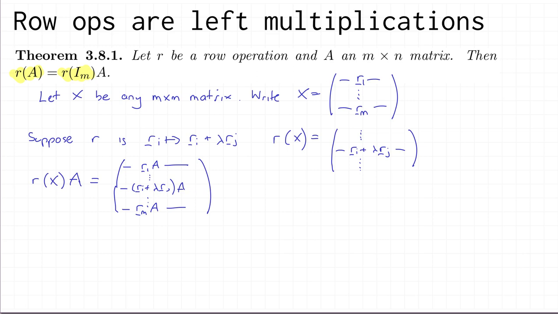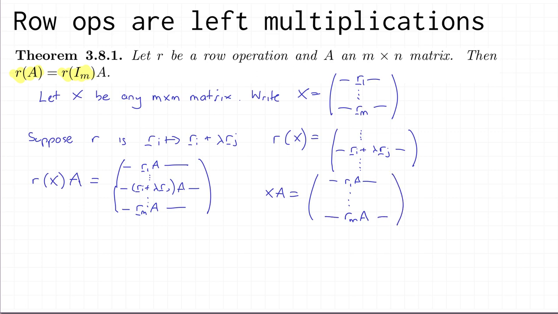Okay, so let's now think about what happens when we do x times A. Again, x times A, we can think about doing this multiplication row by row, and when we do this row by row, we get R1 times A, R2 times A, and so on, all the way down to Rm times A.